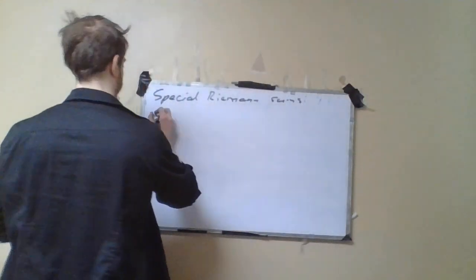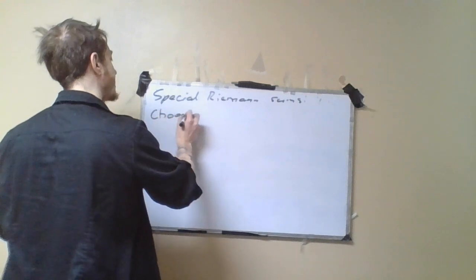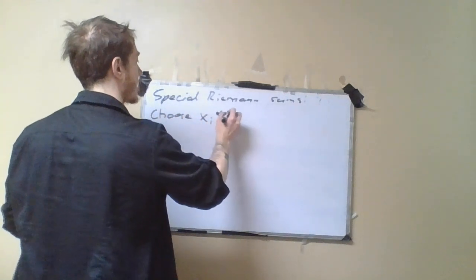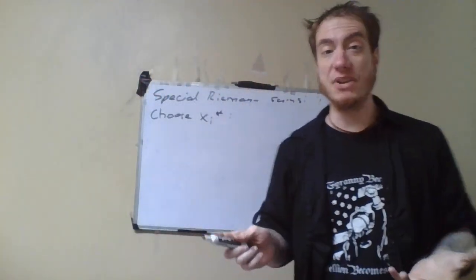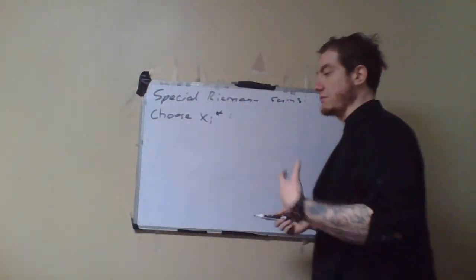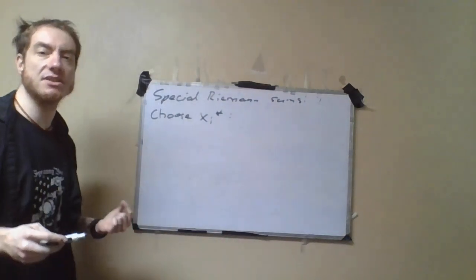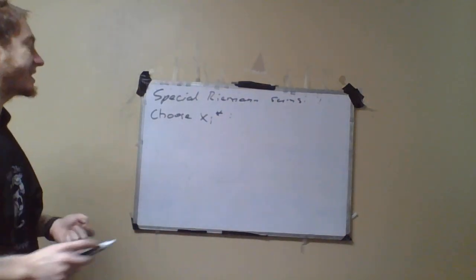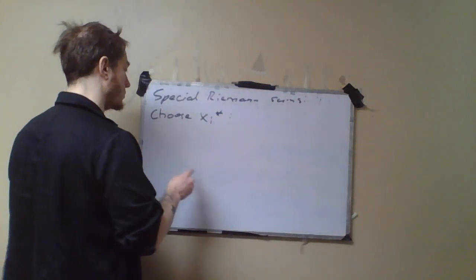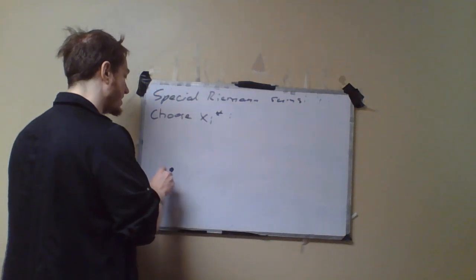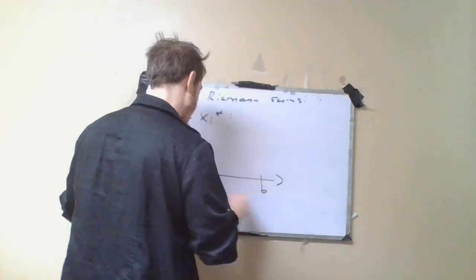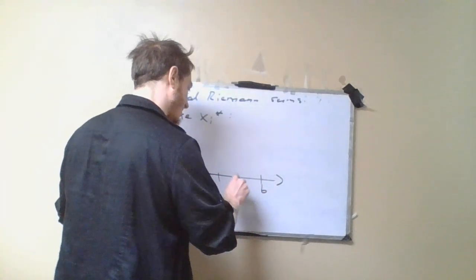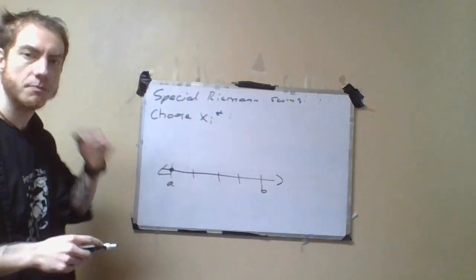So the problem is, how do we choose the xi stars? Well, a couple of fairly obvious choices sort of present themselves. At least they're obvious in the sense that they're relatively simple to write down. One option would be, if I have this interval from A up to B and I cut it up into some pieces, I'm just going to cut it into 4 pieces here.